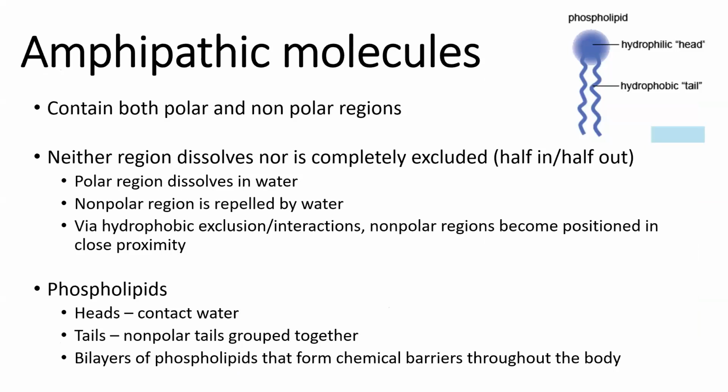Amphipathic molecules have both polar and nonpolar regions. So this is a phospholipid molecule, an amazing molecule. You have a hydrophilic head and a hydrophobic tail, and that results in the molecule having two different properties because of the way it was designed. Neither region is completely dissolved or completely excluded, so it's halfway in, halfway out. The polar region will dissolve in water. The nonpolar region is going to be repelled by water, which we talked about before.